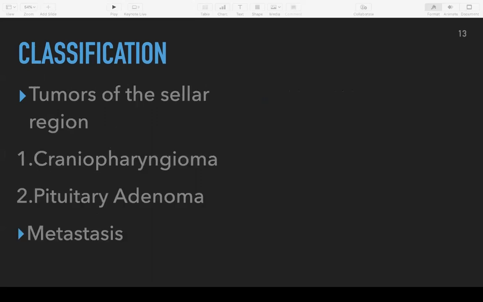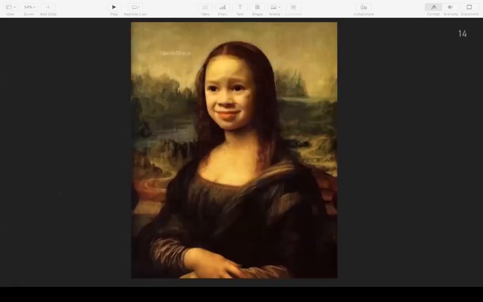From the sellar region, and to know what the sellar region is, it is where the pituitary gland is. So the sella turcica. So this is the location of sella. Okay, and the two most important tumors are craniopharyngioma and pituitary adenoma, and of course metastasis is very important to know. Okay, so we talked briefly about classification and grading.